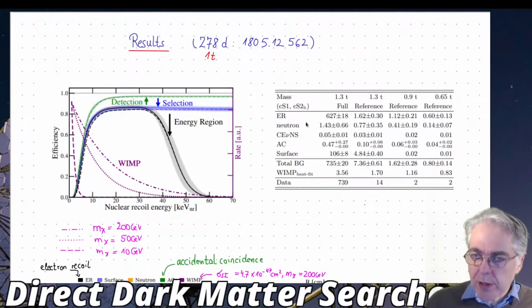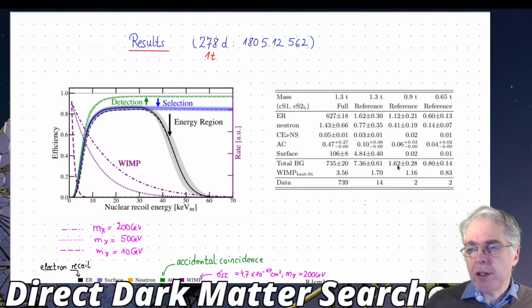So the final result of this, let's have a look at the 0.9 ton column here, is now giving the breakdown of all the events. The data is two events which were detected, which fulfill all the criteria and are within the 0.9 ton fiducial volume. And the breakdown is that the total background, which is left after all the cuts, is 1.6 events. So most of them are just electron recoil events. And there's a best fit WIMP event of 1.16 in this.